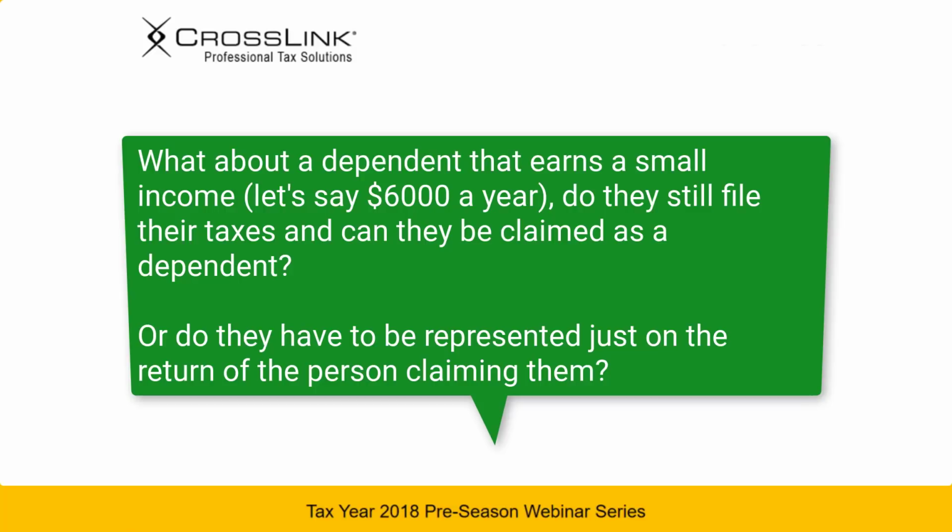If they are a child, they qualify as a child for either the under 17, 18, or if they're over 19 and are a student, then the income doesn't matter. But for the others that are just other dependents, then the income limit of $4,150 still applies. So they can't earn over $4,150 to be claimed as a dependent on the parent's return.